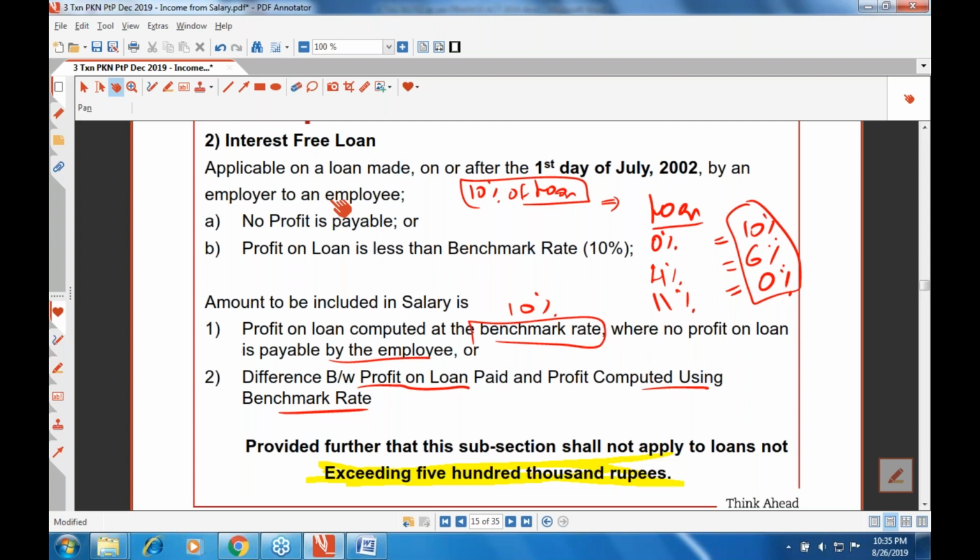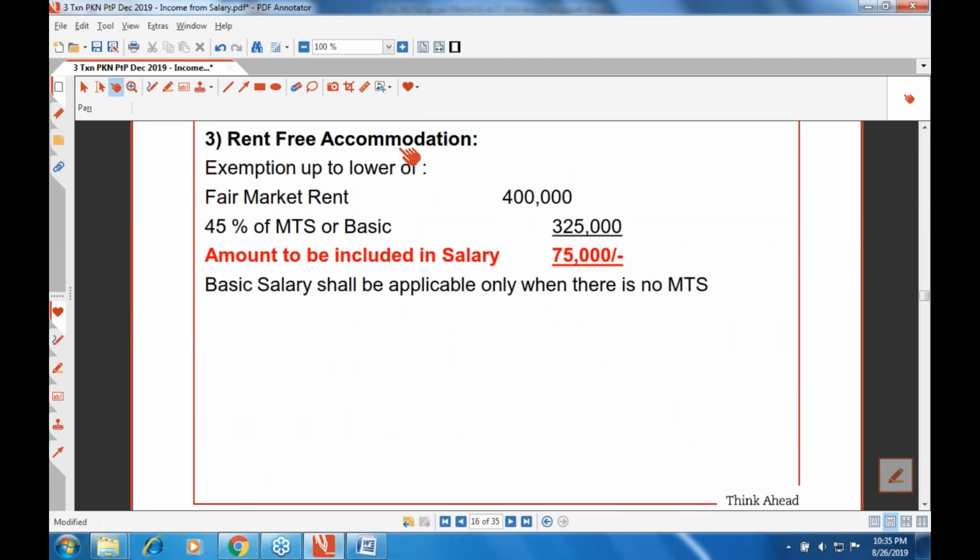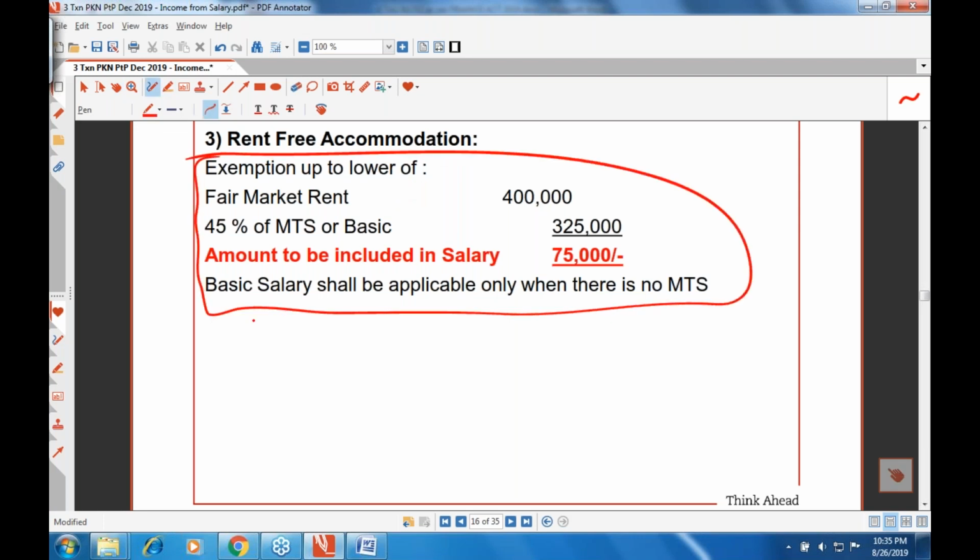Okay, so now let's move forward onto the third perquisite. The third perquisite that we are going to move forward with is the rent-free accommodation. Now let's try to understand this. There is an error which I have made with respect to this specific rent-free accommodation. The amount to be included in salary is higher of.